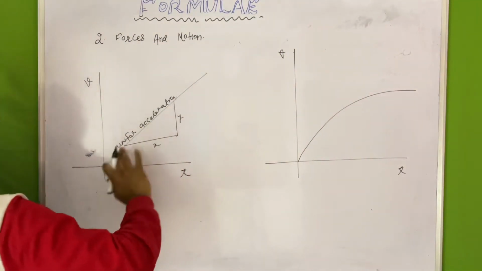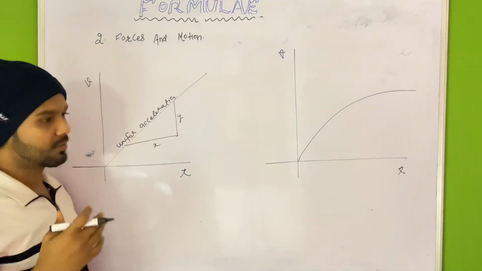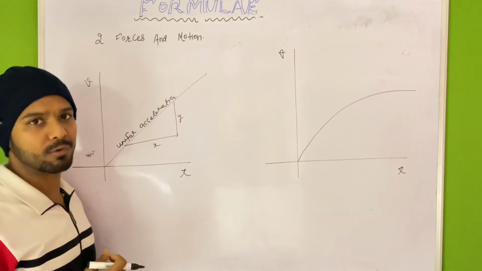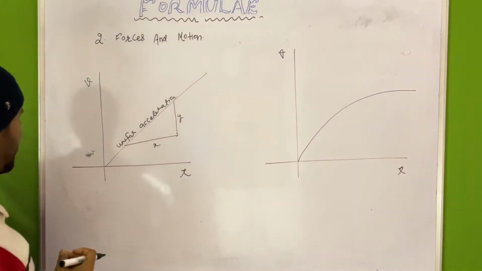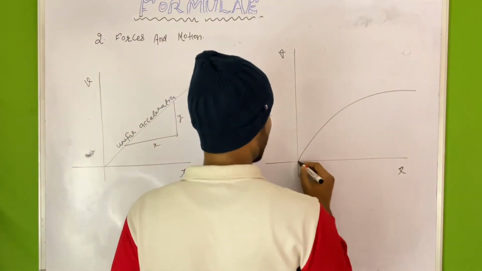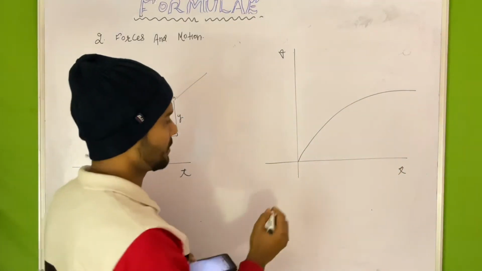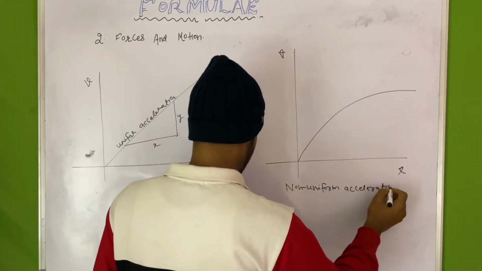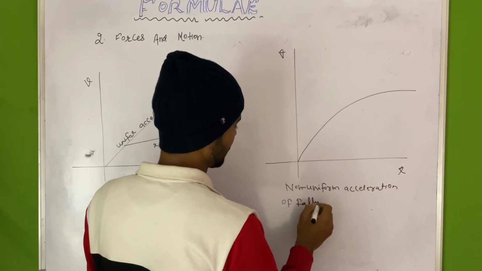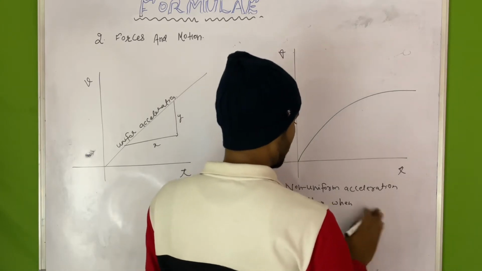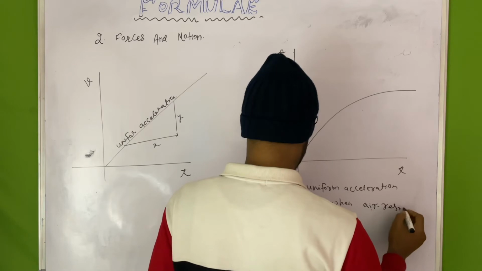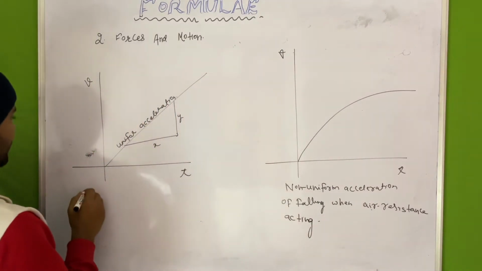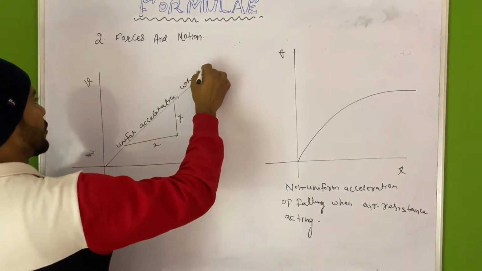So here we have uniform acceleration for a falling stone with no air resistance. Suppose a stone is falling with no air resistance, then this would be the curve for that particular case. When air resistance is present, our curve will be like this. This is non-uniform acceleration of a falling stone when air resistance is acting. And this is uniform acceleration when there is no air resistance.